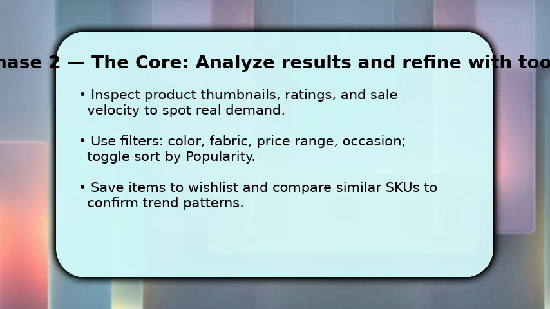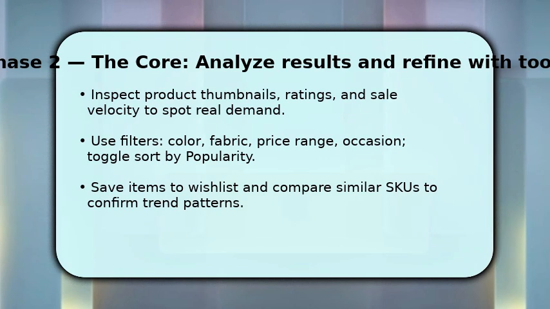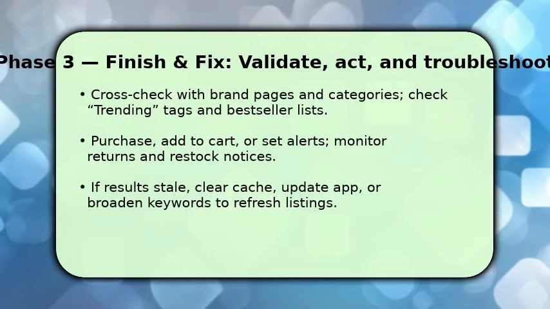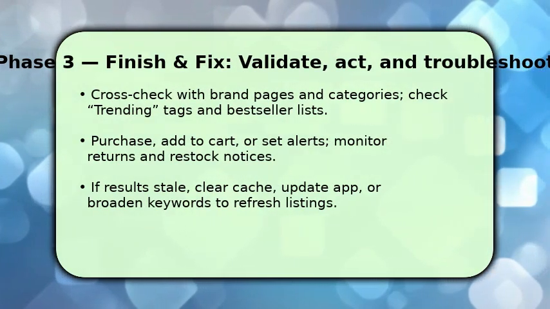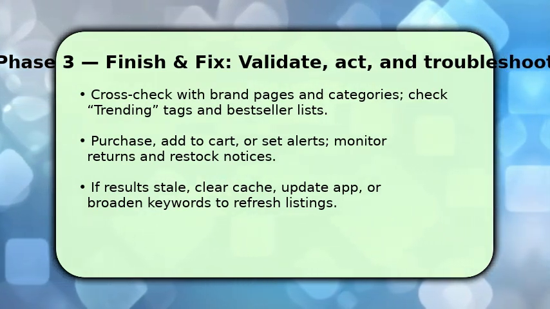This helps you verify if a trend is broad or limited to a single item. Make adjustments as patterns emerge. You finalize by validating choices against brand pages and Ajio's bestseller or trending tags. That confirms availability across the catalog.